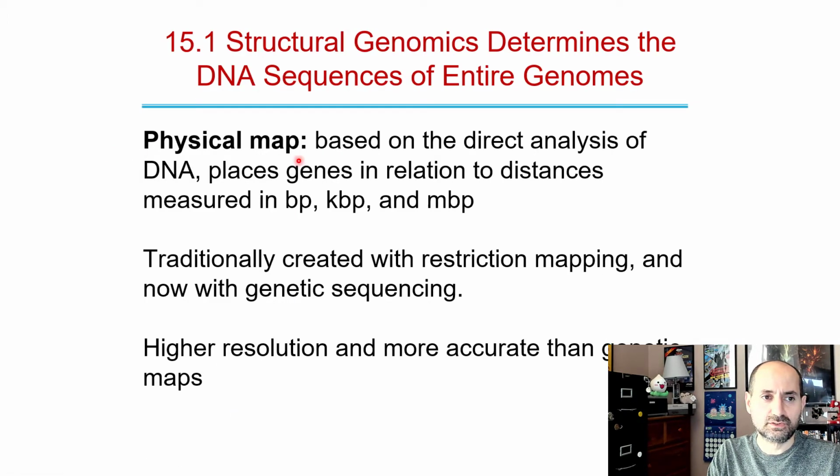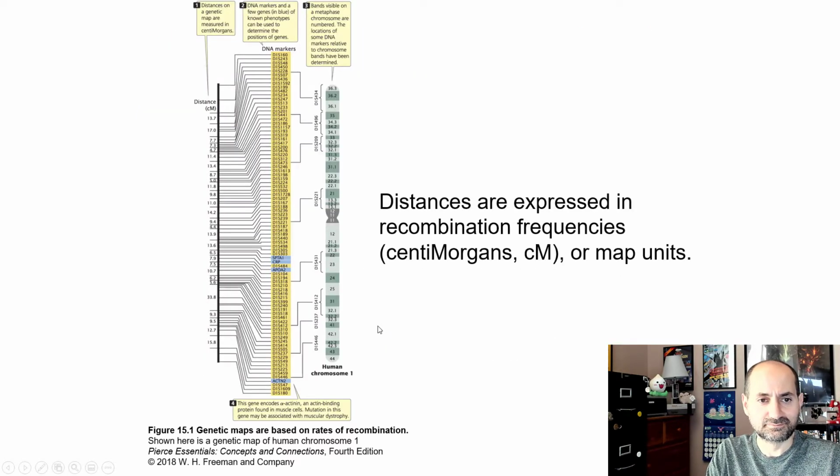Nowadays, more physical maps are made. Physical maps are based on direct analysis of the DNA. We're talking about doing restriction mapping and then doing sequencing. And this way you get a real good idea of the structure of that chromosome. It's not in frequency of crossover. We're dealing with base pairs, kilobase pairs, megabase pairs. It's much higher resolution than genetic maps, and this is the preferred way of studying structural genomics today.